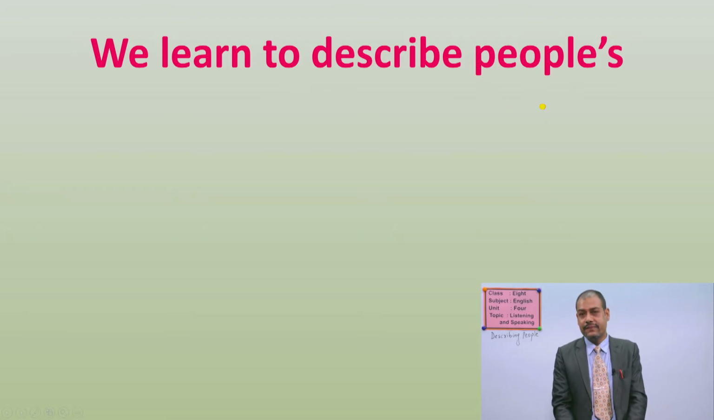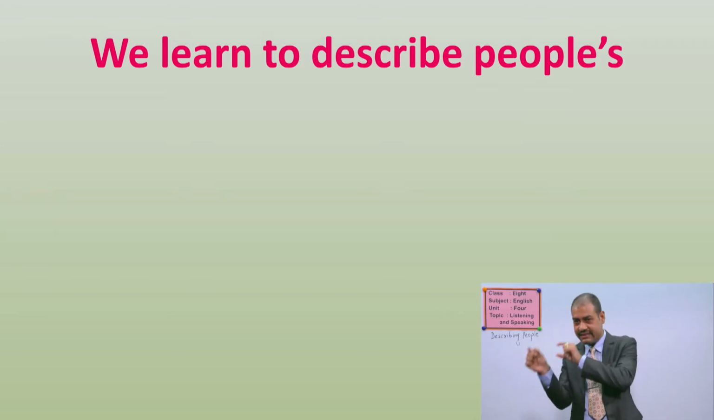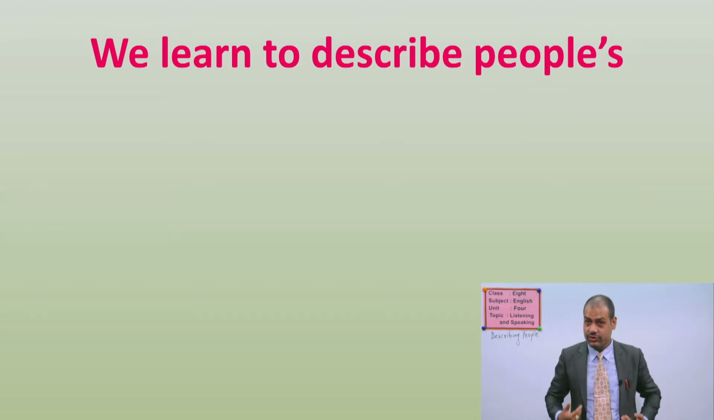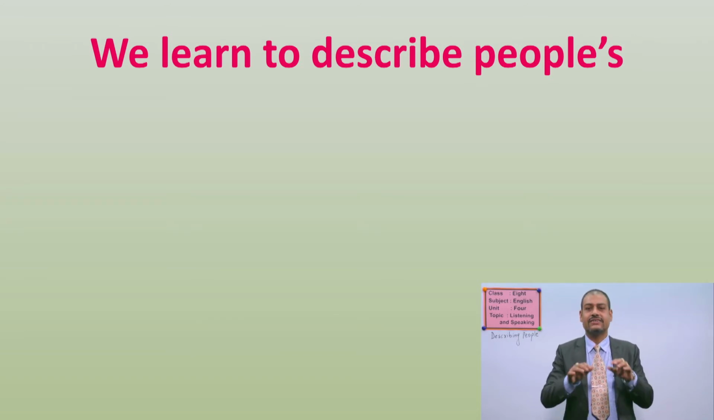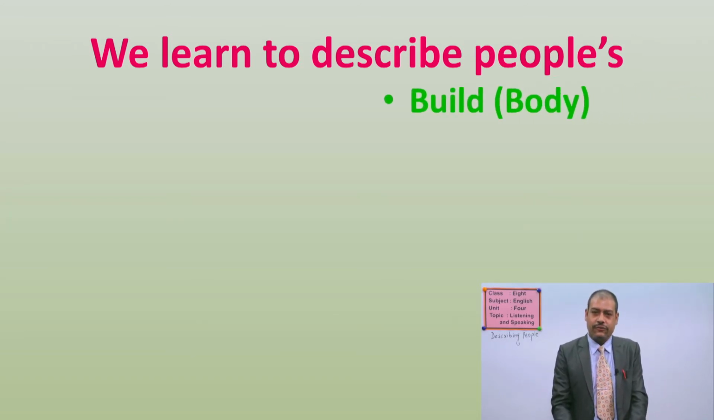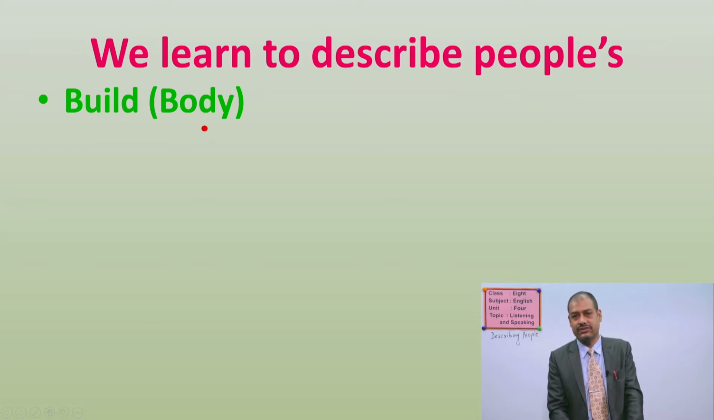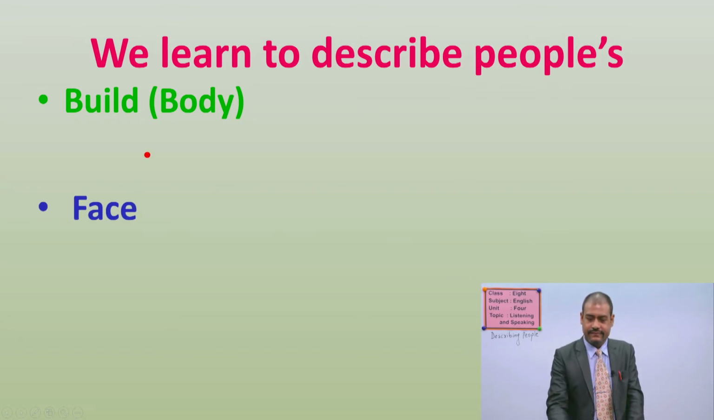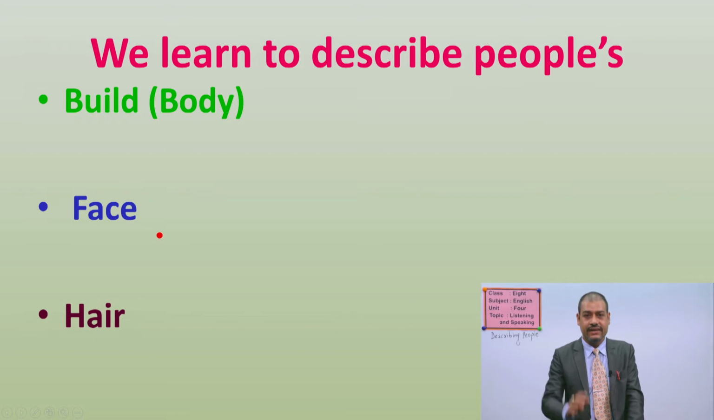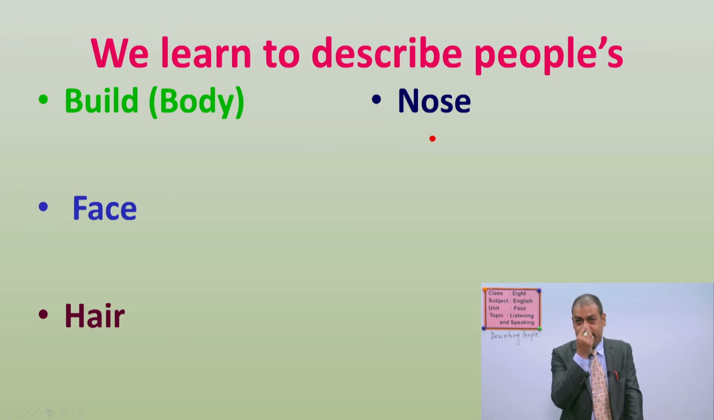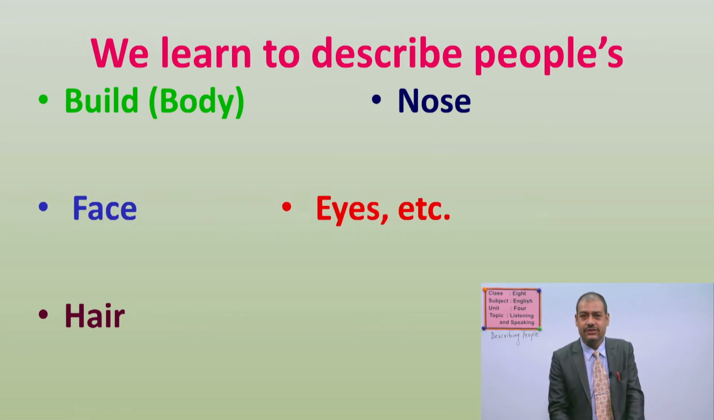We learn to describe people. So what sort of things we have to describe about the people, whether you describe the hairstyle or head or face or body structure, or maybe about the dress, such things we are going to talk. So when you describe people, at that time you can describe their, let's say, build. Build means body structure, okay? Another, you can describe the face. Then you can describe hairstyle, all right? You can describe nose, type of nose. Later on we'll discuss, don't worry.